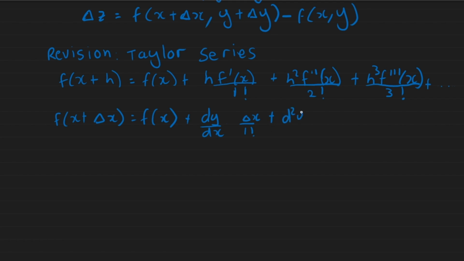plus the second derivative times delta x squared over 2 factorial. And lastly, the third derivative multiplied by delta x cubed divided by 3 factorial. So we now extend this to two variables. So the question is, how do we do this? How do we extend this Taylor series in one dimension to that in 2 dimensions?